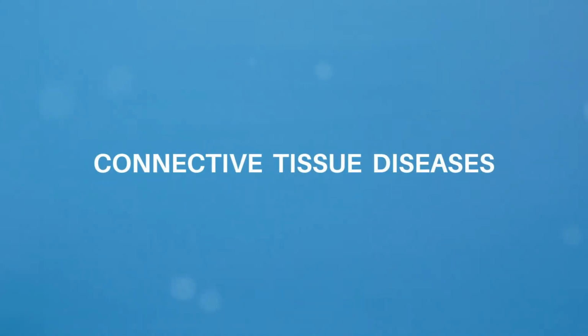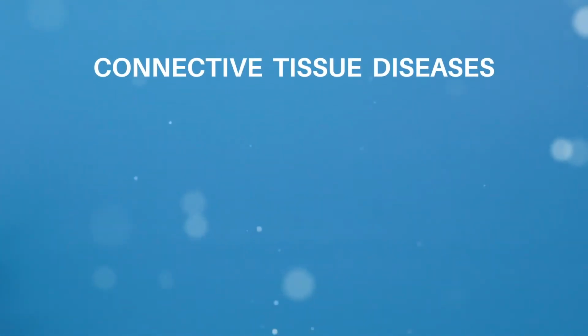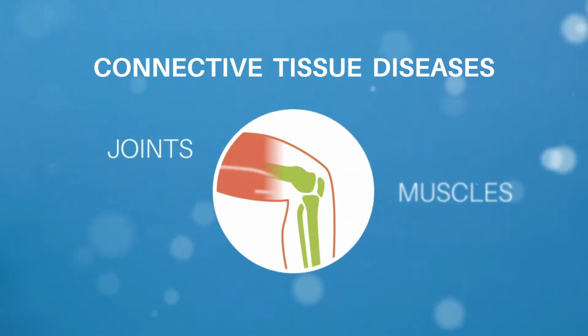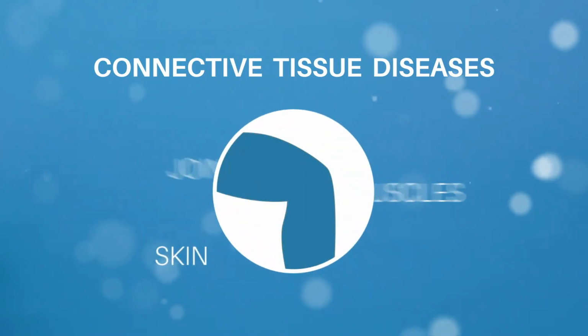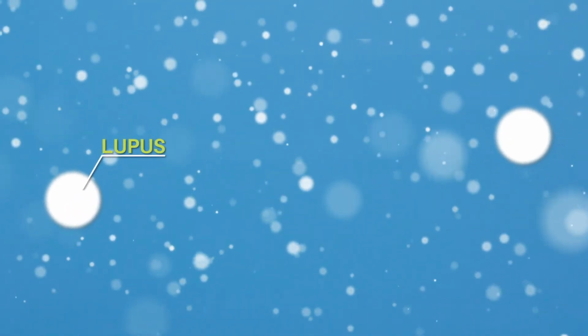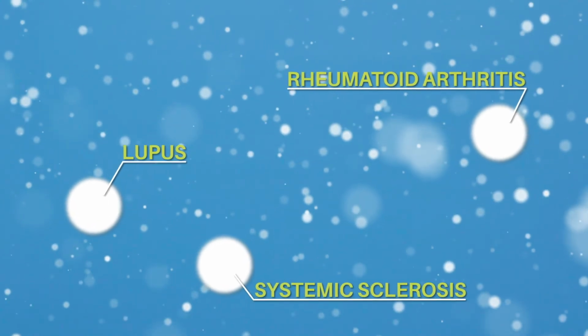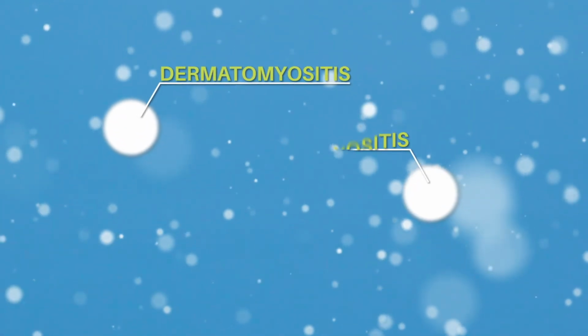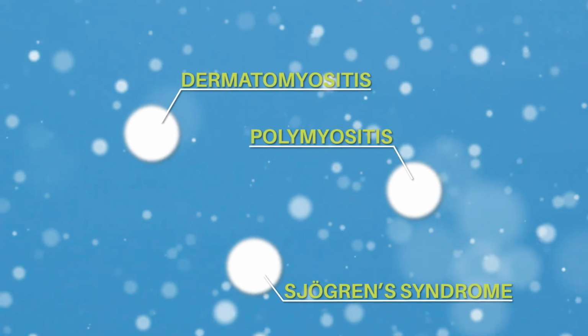The autoimmune diseases that are commonly associated with lung disease can also be referred to as connective tissue diseases. This is because they often affect the parts of the body that hold us together, such as our joints, muscles, and skin. The autoimmune diseases most commonly associated with interstitial lung disease are lupus, rheumatoid arthritis, systemic sclerosis, dermatomyositis or polymyositis, and Sjögren syndrome. Although we may associate these diseases with specific organs such as rheumatoid arthritis and joint disease, they can affect other organs, including the lungs.